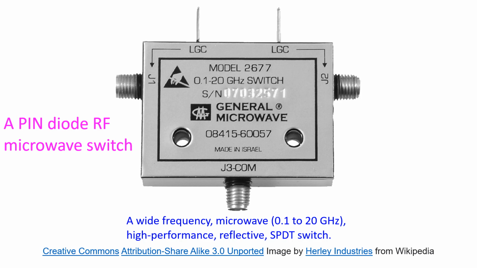RF relays, when used as switches, have switching times of the order of tens of milliseconds, while pin diodes can switch in a microsecond. This is quite useful at higher frequencies like in the microwave region and explains the use of pin diode as microwave switch as seen in the image.